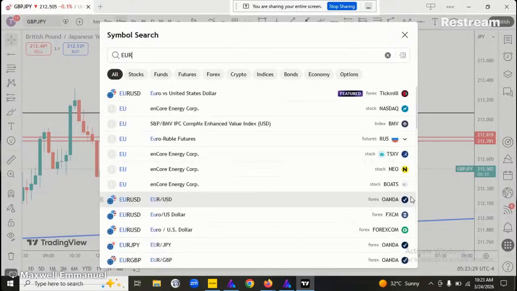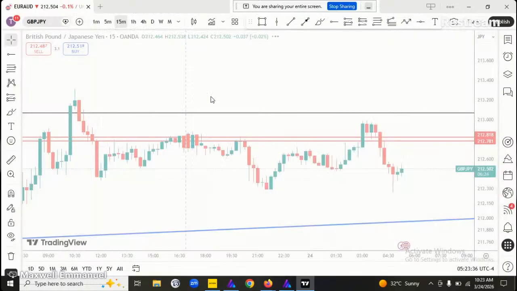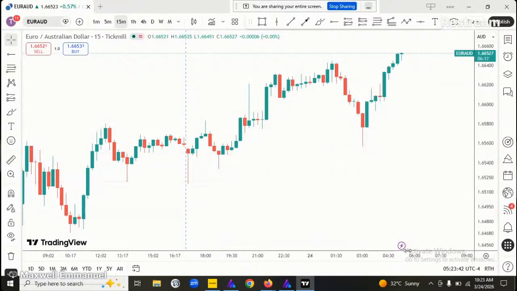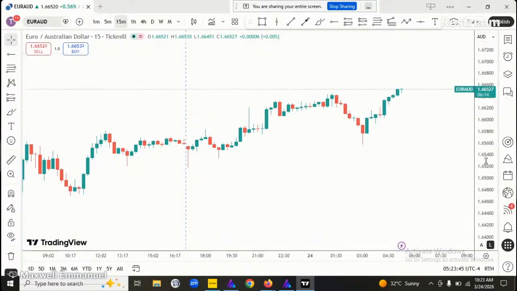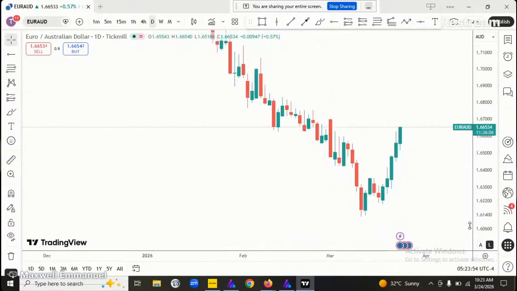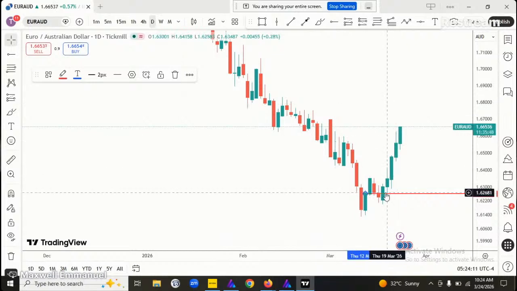Let's see Euro Australian dollar. Euro Australian dollar is still bullish, but I'm not interested in buying from this point. You can see the buy started from this point, and it has moved from there to the current market price. That's about 400 pips.